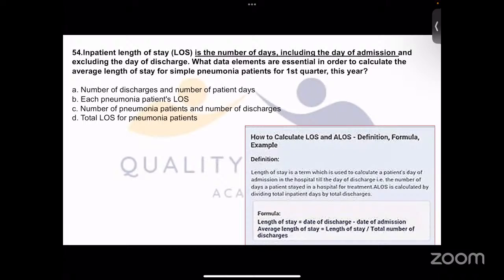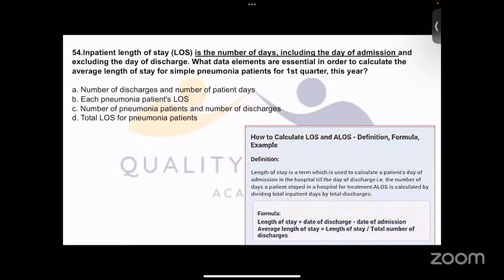Number 54, inpatient length of stay or the LOS is the number of days, including the day of admission and excluding the day of discharge. What data elements are essential in order to calculate the average length of stay for simple pneumonia patients for first quarter this year? A, number of discharges and number of patient days. B, each pneumonia patient's length of stay. C, number of pneumonia patients and number of discharges. D, total length of stay for pneumonia patients.